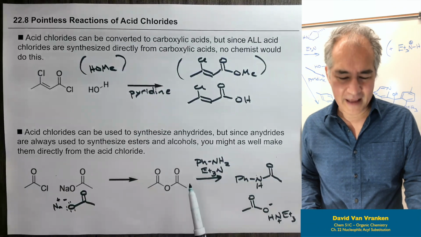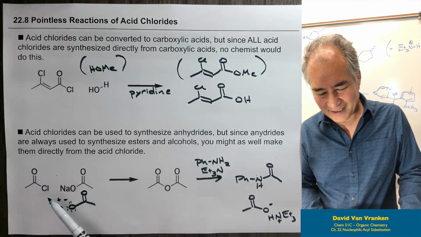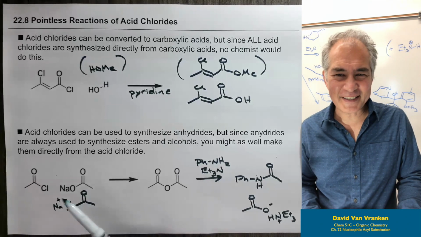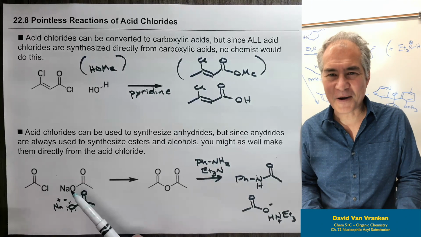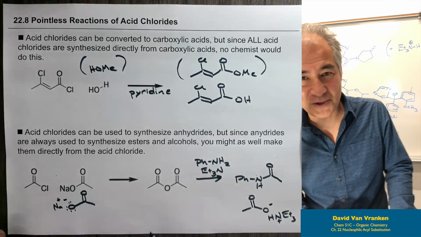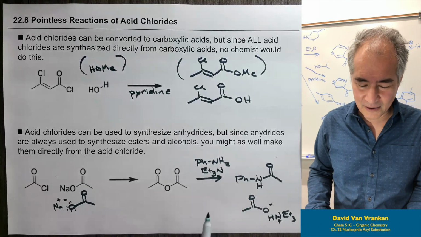Nobody would do this in the laboratory. Nobody makes acetic anhydride by going into the laboratory and taking an acid chloride and adding a sodium carboxylate salt. It's just kind of a hypothetical situation to show how generally reactive acid chlorides are.